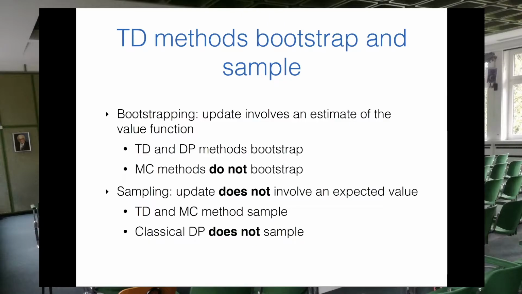So, temporal difference methods bootstrap and sample. If you remember, dynamic programming is a bootstrapping method. So we estimate values based on other estimates. That's what we call bootstrap. And also in TD, in temporal difference, we sample, like in the case of Monte Carlo. That's why we say TD is like the best of dynamic programming and Monte Carlo.